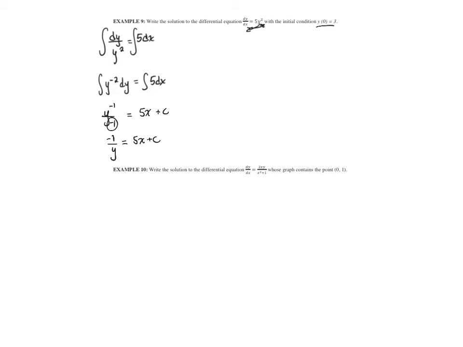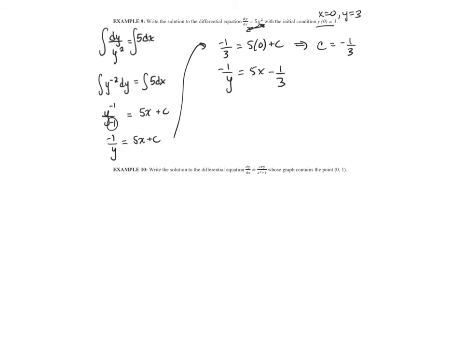And now we're going to use the fact that when x is 0, y is 3. So we're going to come up here and say, okay, well, if y is 3, that becomes -1 over y becomes -1 over 3. And that's equal to 5 times 0 plus c. So that tells us that our constant is -1/3. So now you come back to our equation, and we have -1 over y is equal to 5x plus c, but c is -1/3.